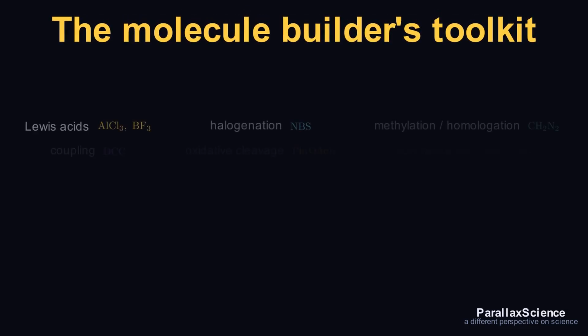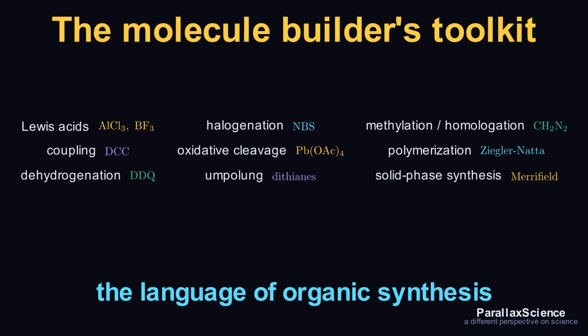10 reagents, 10 transformations. Lewis acids that forge carbon bonds. Selective halogenation and methylation. Coupling agents and oxidative scissors. Polymerization catalysts, dehydrogenation, polarity reversal, and synthesis on a bead. Together, they are the working vocabulary of the molecule builder. Learn what each one does, and the whole language of organic synthesis opens up.